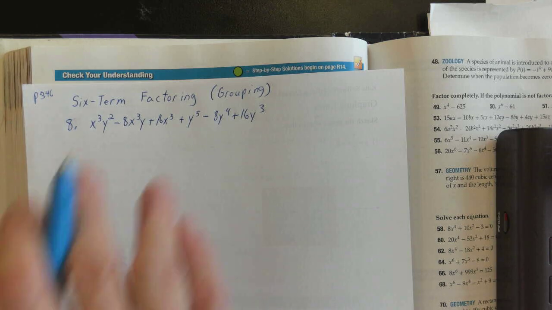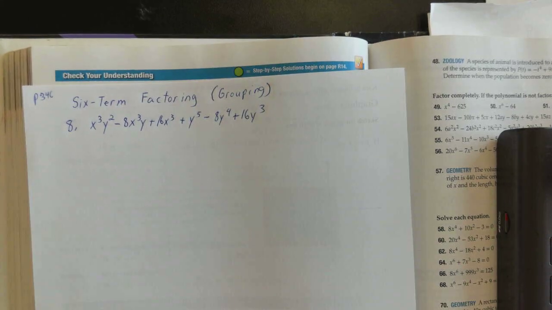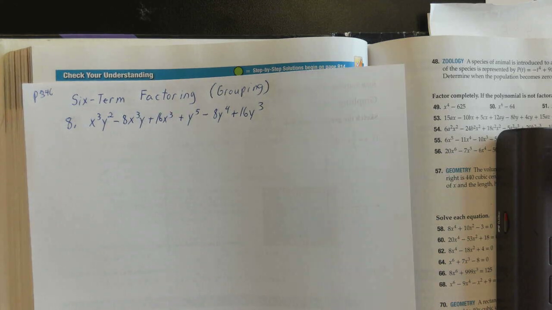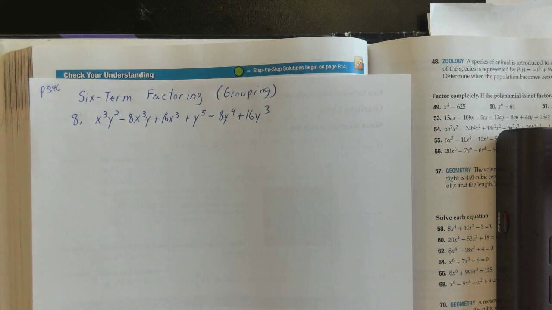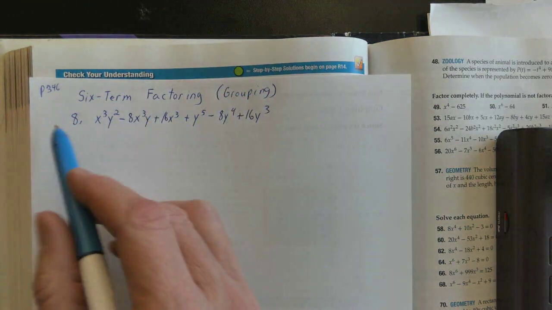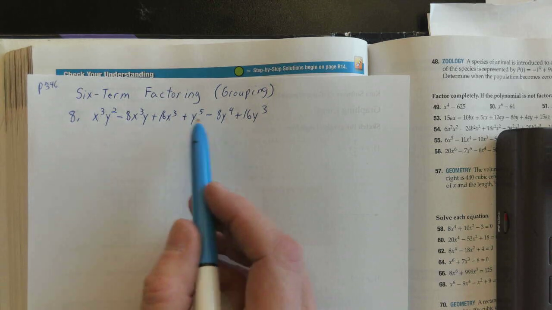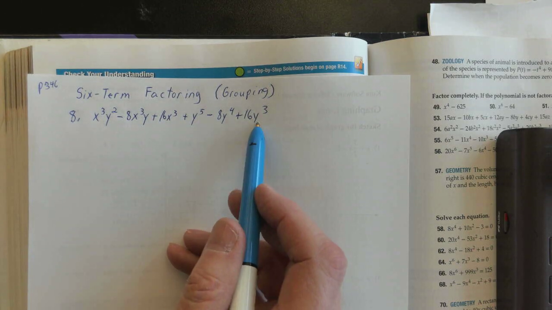All right, write it down. Now, when we have 6 terms like this, I'm going to group these first 3 terms together, and I'm going to group these last 3 terms together.